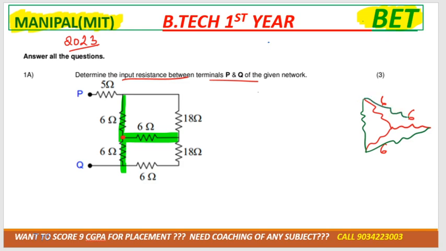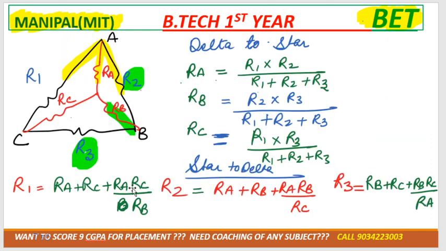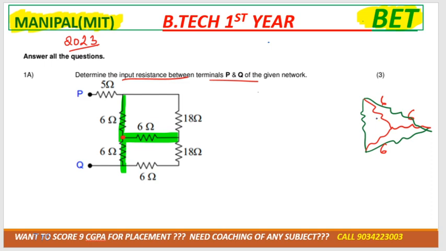This is star. Can we convert it into delta? So we'll have the formula for star to delta, RA plus RC plus RA into RC by RB. All the values are same, so it will not make any difference. 6 plus 6 plus 6 into 6 by 6, right? So that would be 6 plus, that would be 18, right? So all values for delta are 18.